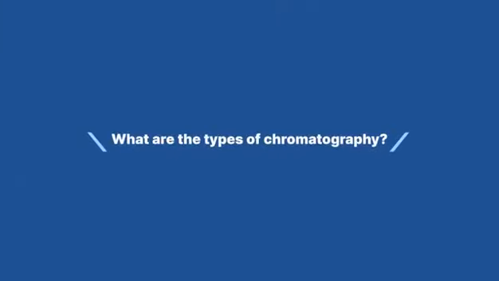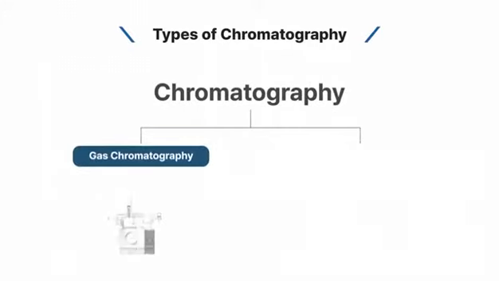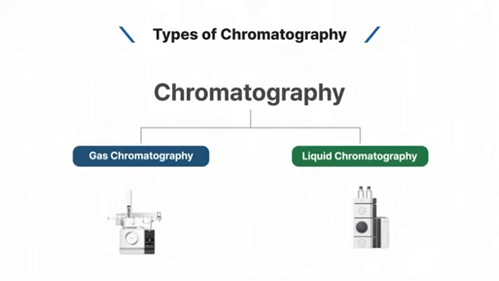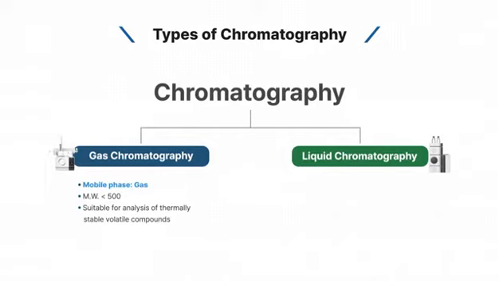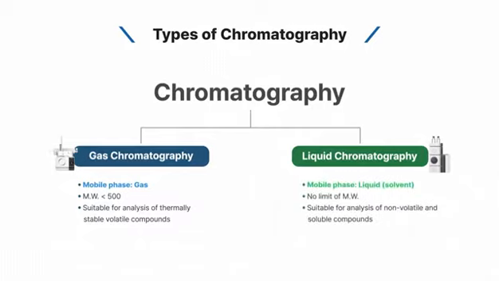What are the types of chromatography? Chromatography can be categorized into gas chromatography and liquid chromatography, depending on the phase type of mobile phase used. Gas chromatography. Gas is used as mobile phase. Compounds under 500 molecular weight can be analyzed by GC, and GC is suitable for analysis of thermally stable volatile compounds. On the other hand, LC uses liquid as mobile phase, and there are no limitations of molecular weight that LC can analyze. LC is suitable for analysis of non-volatile and soluble compounds.